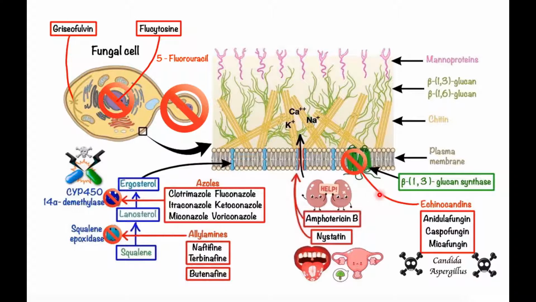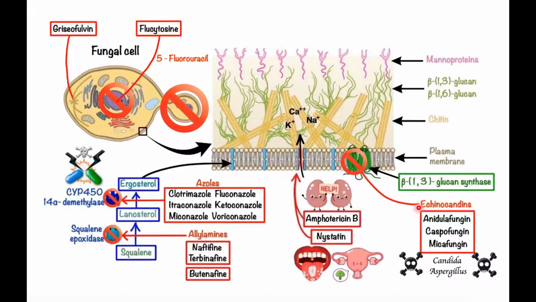The third way of inhibiting the cell wall is the inhibiting of the beta-1,3-glucan synthase, that is an enzyme of the membrane, and the class of the drugs that is called echinocandins will inhibit this enzyme, and that includes Caspofungin and Micafungin.